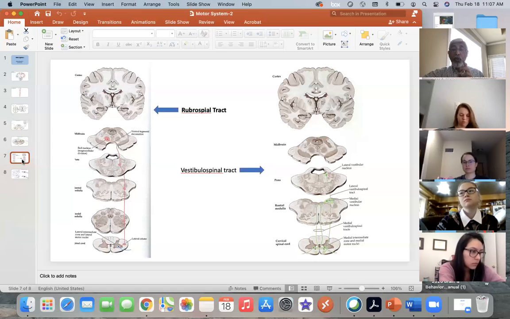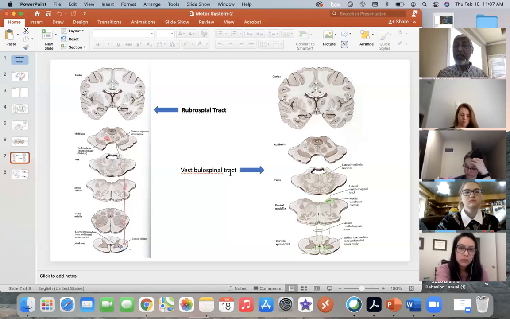Now, two tracts mainly control the flexor muscle and the extensor muscle. The extensor muscle, which makes us stand, is controlled by the vestibulospinal tract. Vestibulospinal, they will extend your body. They will increase the tone of the extensor muscles. Extensor muscles, we also call them anti-gravity muscles, the extensor muscles of your back, right? That make you stand up.